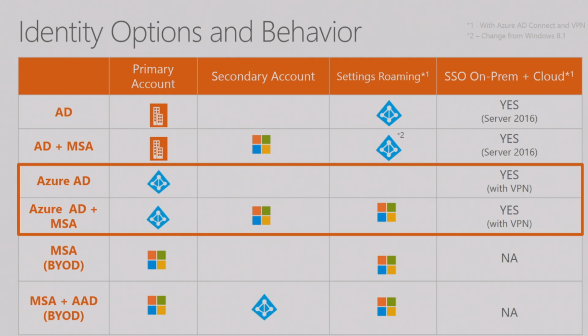The red box is Windows 10 Mobile, right? As primary account, you can have an Azure AD account. You can have a second MSA if you want to allow the user to do that. That's available, right? Settings roaming at this point in time is not yet available. We know it's a gap, and we're working on filling the gap.